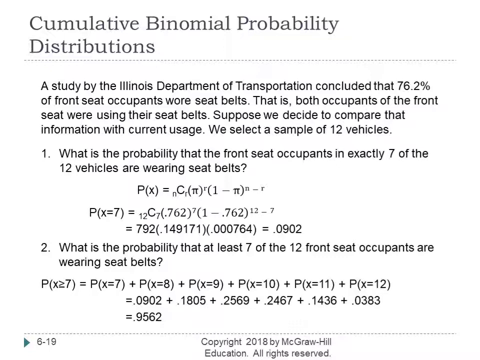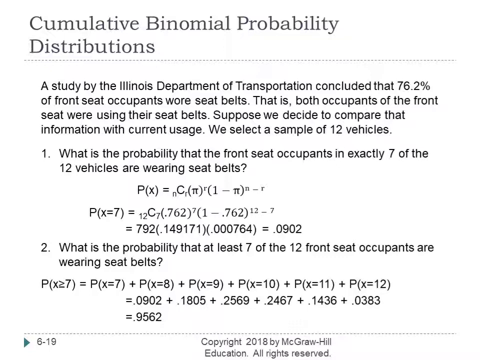Now our sample has 12 cars, so n is equal to 12. In this binomial experiment, n is equal to 12. The probability of success is 0.762. If we want to calculate probabilities using the formula, for the first one, we want to calculate the probability that the front seat occupants in exactly 7 of the 12 vehicles are wearing seat belts. And the probability of 7 successes is x equals 7.